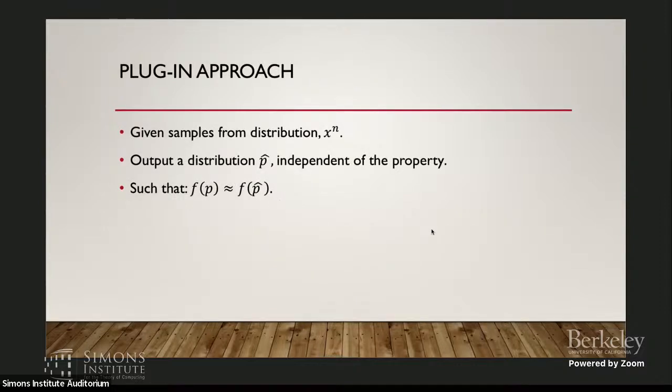Now, what do I mean by one estimator? Given samples, you want to output a distribution p hat independent of what property you want to estimate, and hope that when you compute the property value f(p hat), it's close to the property value of the hidden distribution. This is what I mean by universal estimation. You output a distribution independent of the property and hope that the property value on this output distribution is close to that of the hidden distribution.